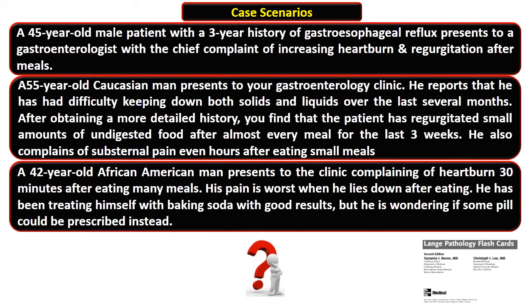Then the third scenario is a 42-year-old African American man present to the clinic complaining of heartburn 30 minutes after eating many meals. His pain is worst when he lies down after eating. He has been treating himself with baking soda with good results, but he is wondering if some pill could be prescribed instead. So we will explore the possible causes of these clinical scenarios and the pathology behind all these in the next couple of minutes.